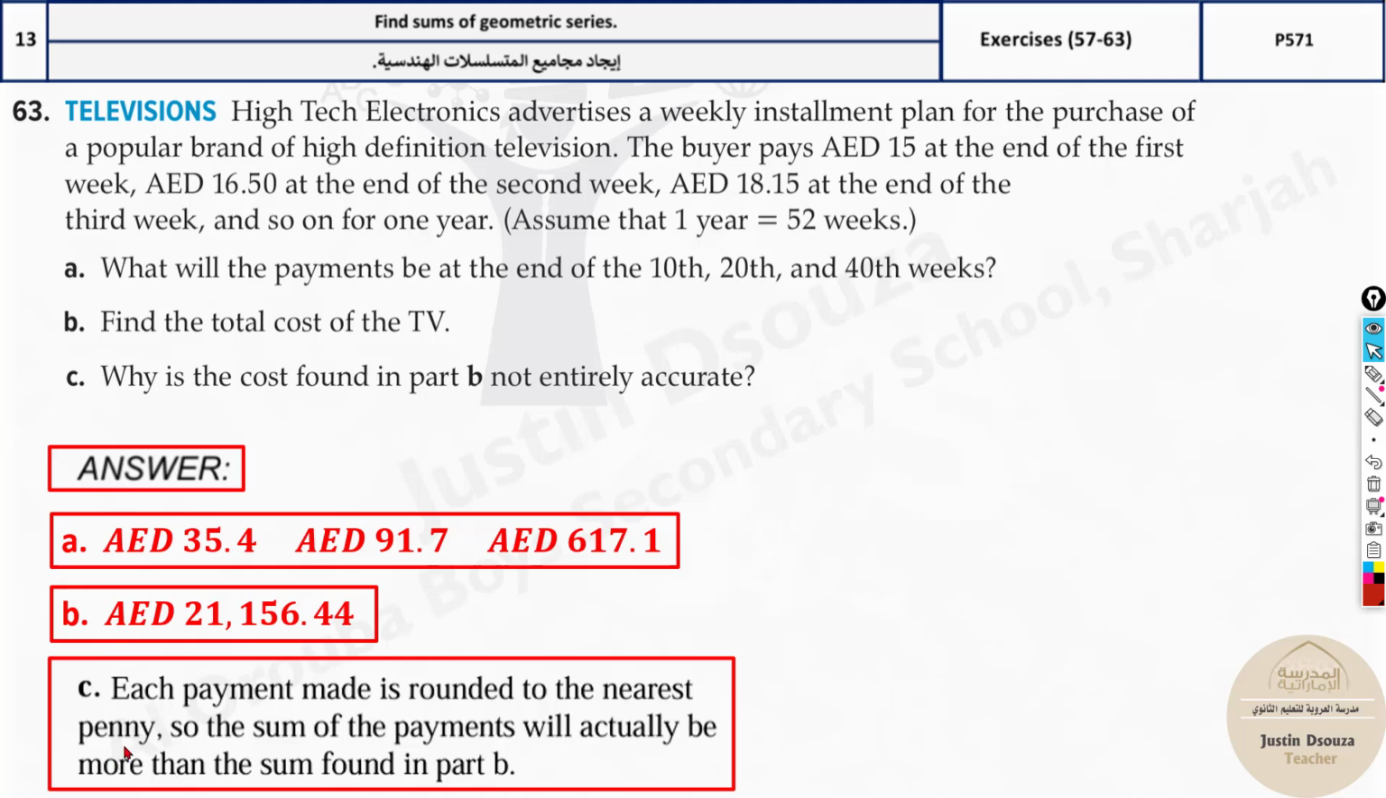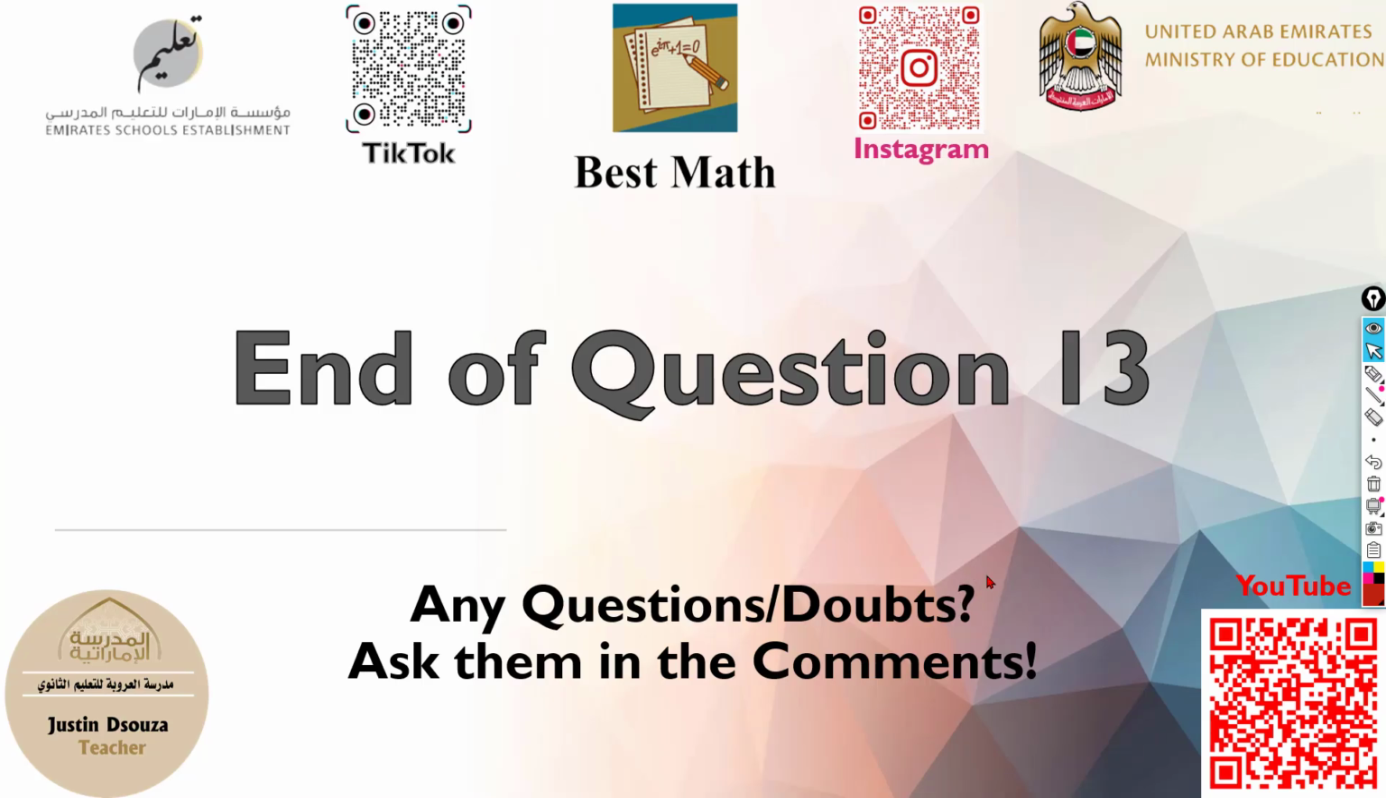So that is the thing. Round it out to the nearest dirham, really. And therefore it'll be more than whatever the sum. The actual sum is so much, but the payment will be more. That's basically it. And that's the end of question 13. They're all real world problems, so please read the problem correctly, analyze it, understand what needs to be asked, then use the proper formula and solve it.